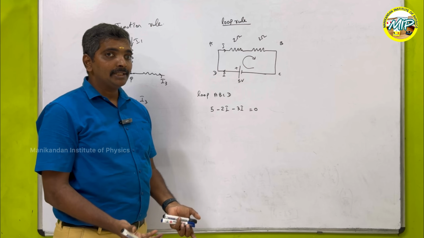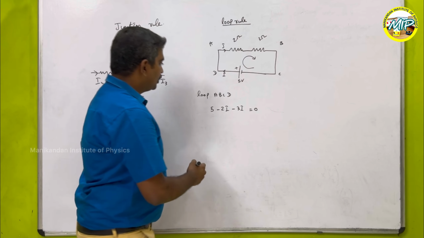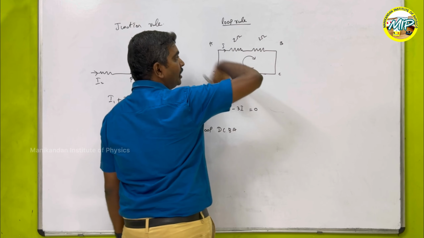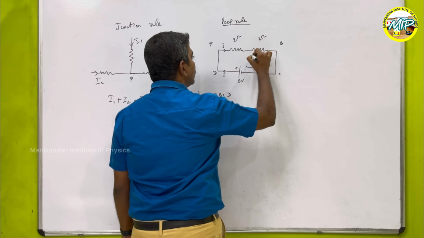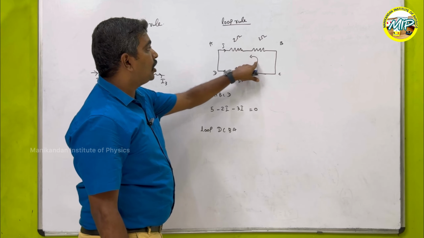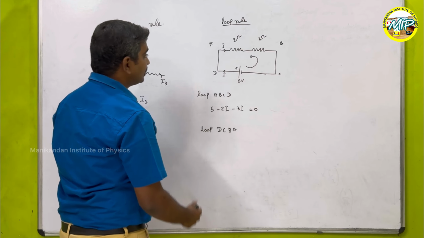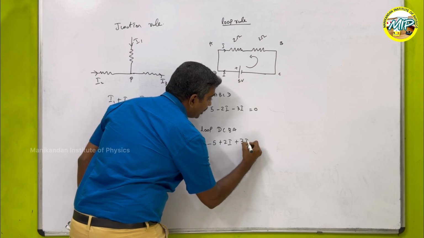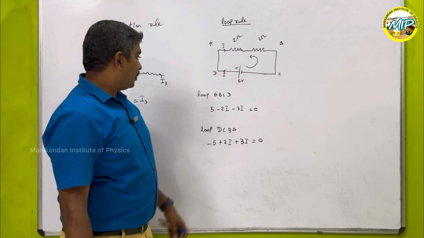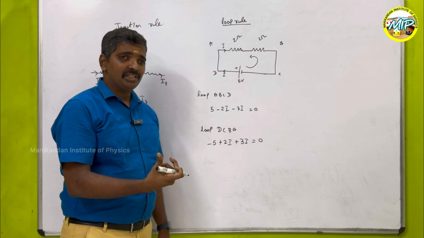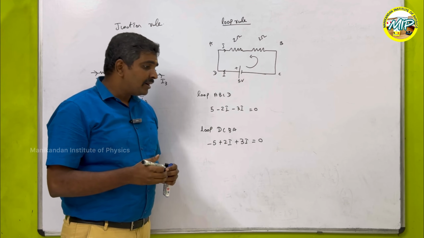If I am considering the other loop, the opposite one, I can simply consider the loop DCBA, the anticlockwise loop. Here my current should be exactly in the opposite direction in this case, right? So I can simply write minus 5 plus 2I plus 3I equal to 0. This is equal to the previous equation, only the plus and minus signs are changed. So my ultimate aim is that the algebraic sum of the potential around the closed loop is 0.